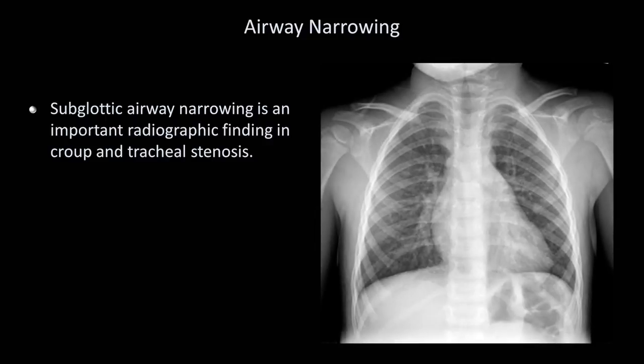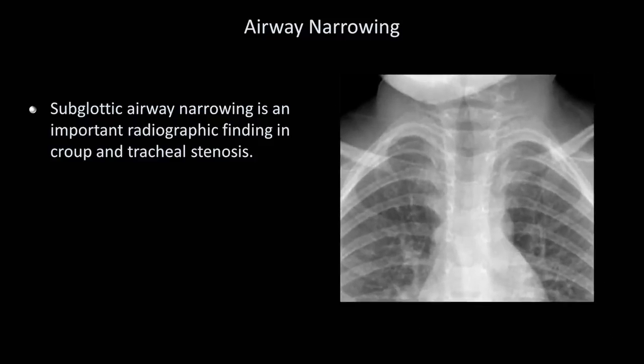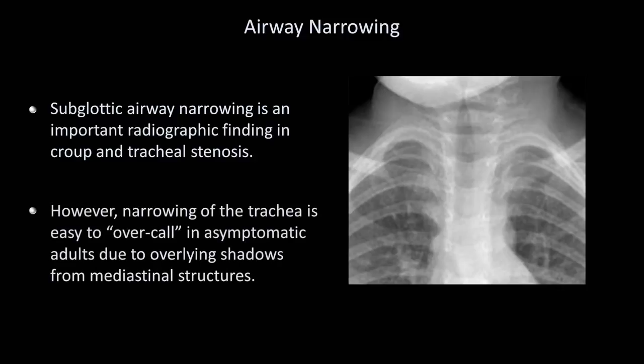Here's an example of a 3-year-old boy with several days of cough and fever. If we zoom in on the upper airway, you can see how the airway gets nearly pinched off near the very top of the film. This is sometimes referred to as the steeple sign because the airway ends up looking a bit like the steeple of a church. However, in my experience with adults, narrowing of the trachea is easy to overcall when they're asymptomatic due to overlying shadows from mediastinal structures.